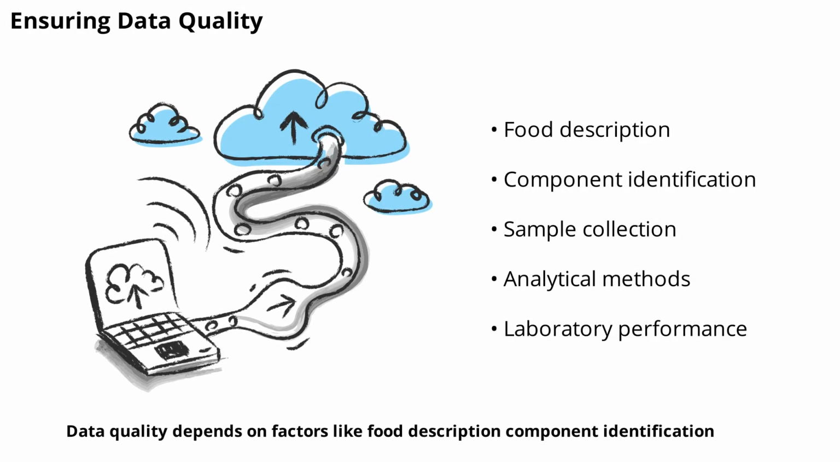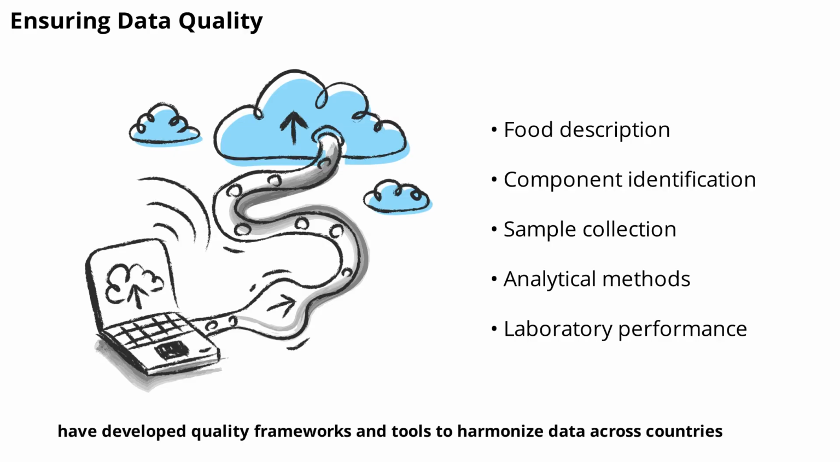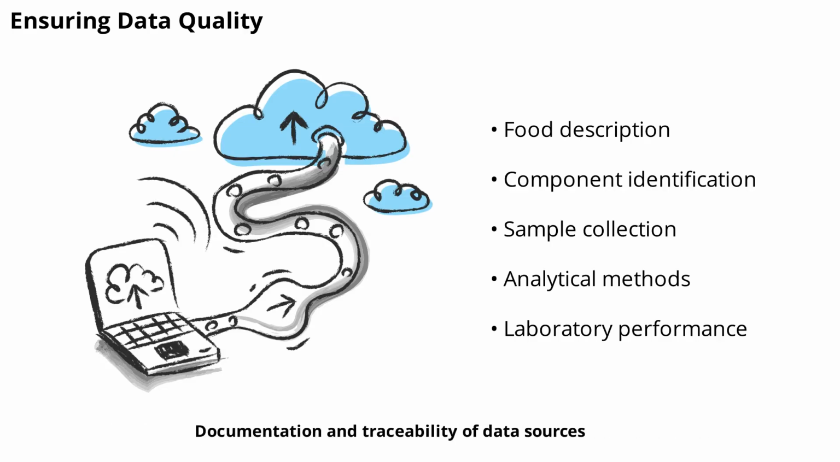Data quality depends on factors like food description, component identification, sample collection, analytical methods, and laboratory performance. National datasets are compiled by experts and judged to be reasonable estimates. Collaborative projects like Eurofer have developed quality frameworks and tools to harmonize data across countries. Documentation and traceability of data sources are essential for transparency and user confidence.